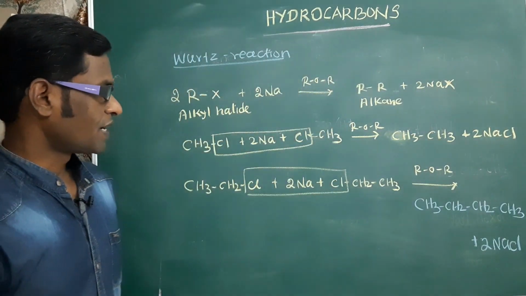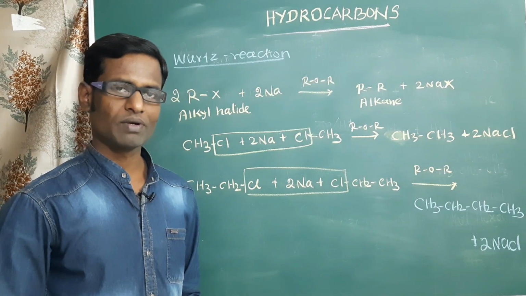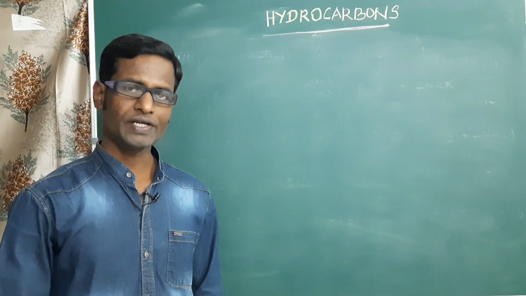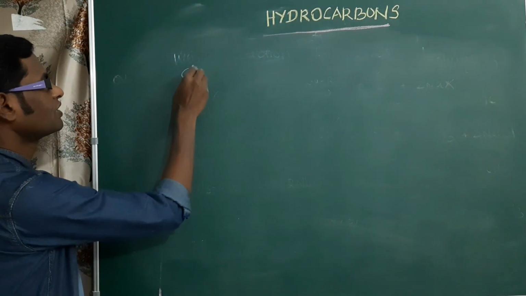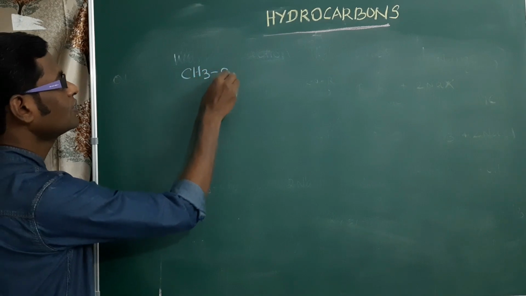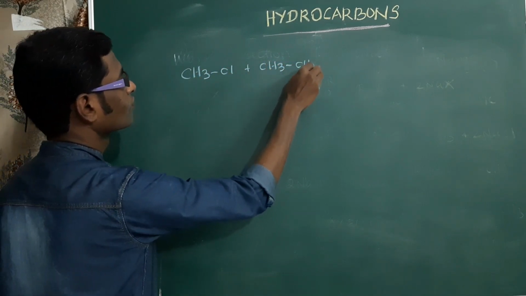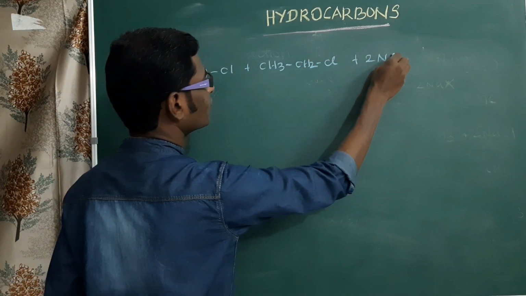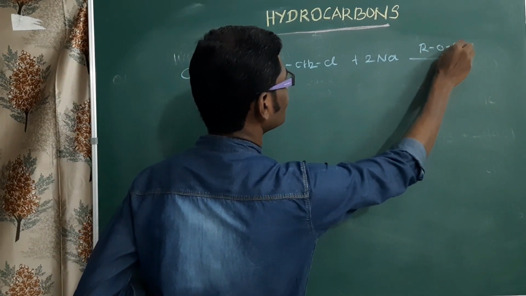Use of Wurtz reaction: we can prepare higher alkanes from lower alkyl halides. Next method, Wurtz reaction with two different alkyl groups. Example, reaction between chloromethane and chloroethane reacting with sodium in the presence of dry ether. We will get three different types of product.